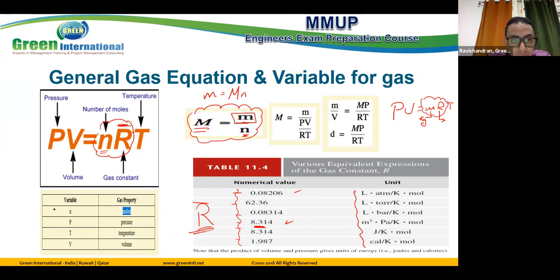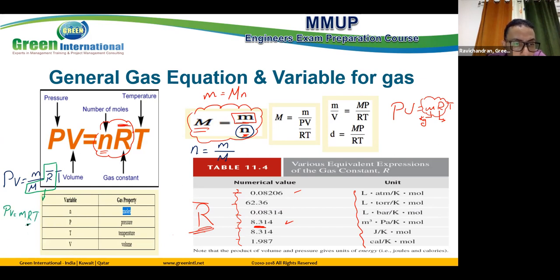When we go back to the original equation PV equal nR bar T, n here is equal to small m divided by capital M. So I write it as PV equal small m over capital M, R bar T. This R bar divided by capital M, I take it as another one, which is R. PV equal mRT.